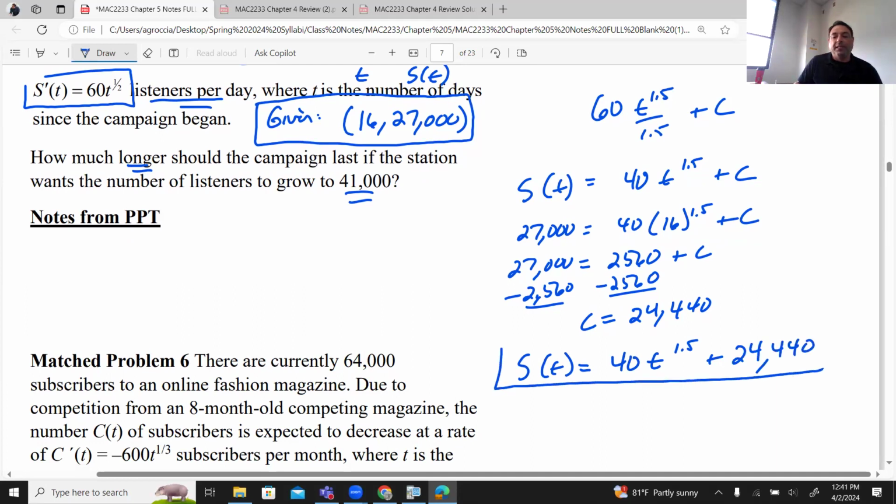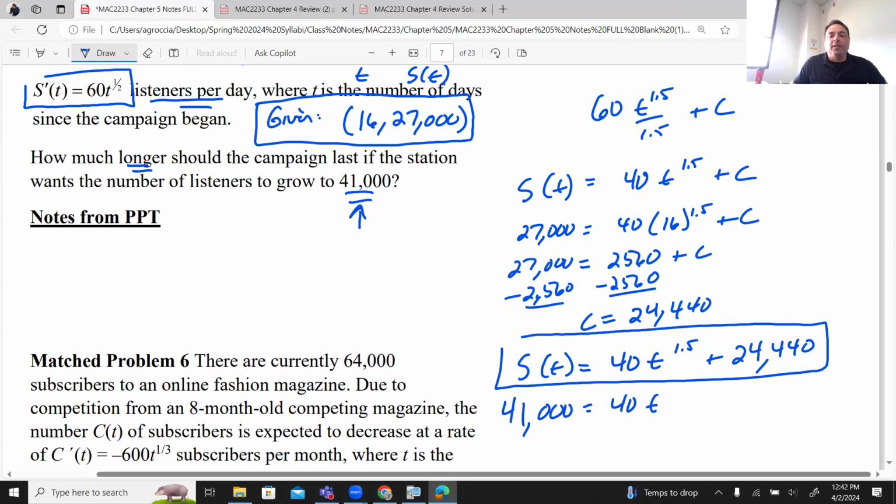So after all that work, you now have the total number of listeners is 40t to the 1.5 plus 24,440. Now, once you get to that point, be careful, little mistakes, all that wonderful stuff. We still didn't answer the question, but you can now tell me, based on how many days since the campaign started, how many listeners we will have. Well, they want to know, and the goal is to get to 41,000. So does the 41,000 go in for T or for S? 41,000 goes in for S. But then remember, algebra, algebra, algebra.